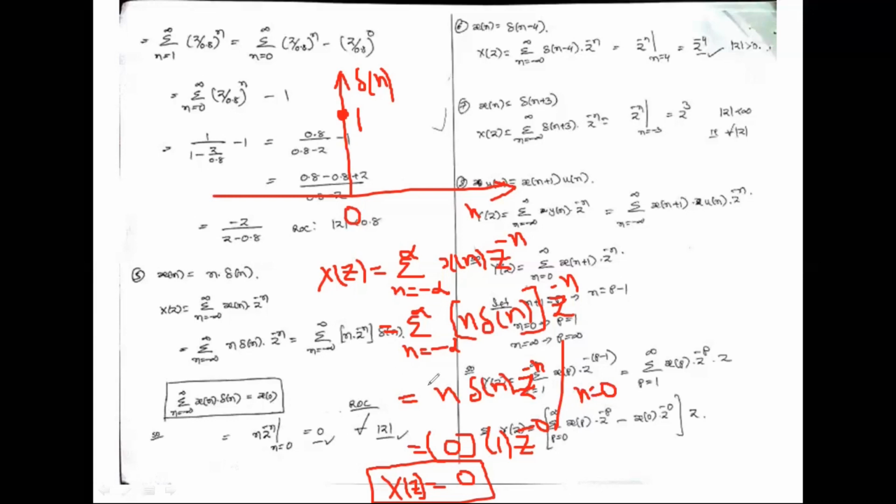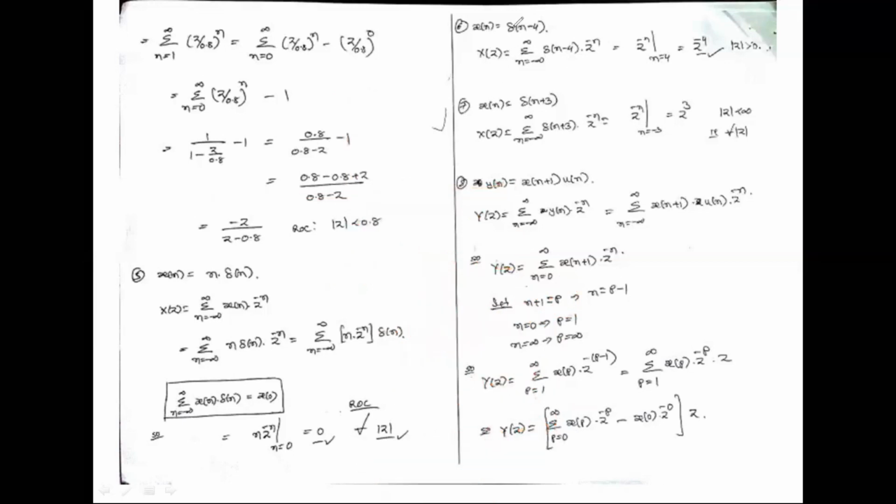If it is delta of n, the value is 1 because there is no n multiplied. X of n is equal to delta of n. The transform becomes 1. It is also a finite value only. Here also the ROC is the entire z plane. Got it?